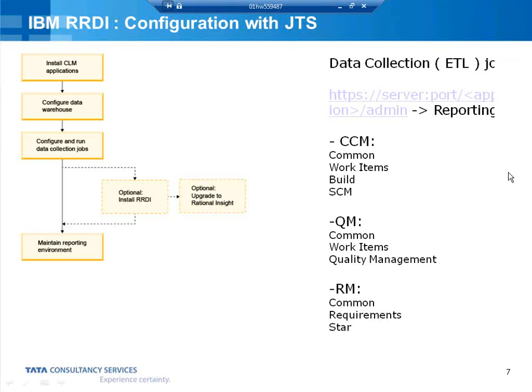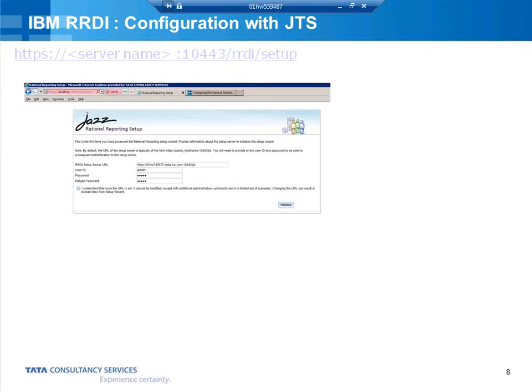So once you have installed your RRDI, basically you would go to your server name:10443. 10443 is the default port on which your RRDI gets installed. During the installation, you also have a chance to change the port number. In case you have used the default port, it will be 10443/RRDI/setup. In the setup, first it will ask you to set up your server URL. It will ask you to provide your JTS location from where it can pull all the data.